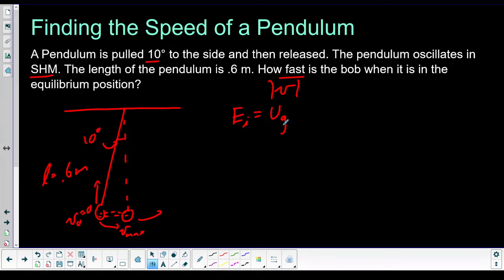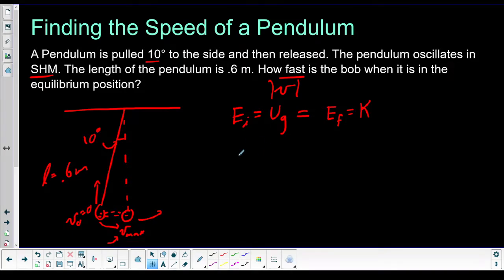What we want to know is how fast it's going. So we're going to say our final is at the equilibrium position. E final, after the bob has fallen this distance, all of the gravitational potential energy has been converted into kinetic energy. Because energy is conserved in a closed system, we'll say the bob, the string, and the earth are all part of this system, then these things are equal to each other.